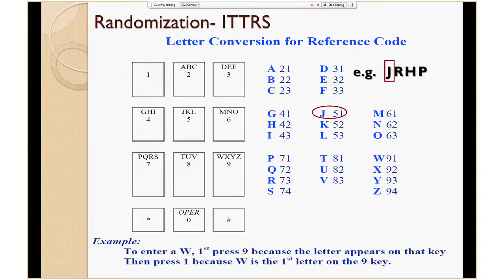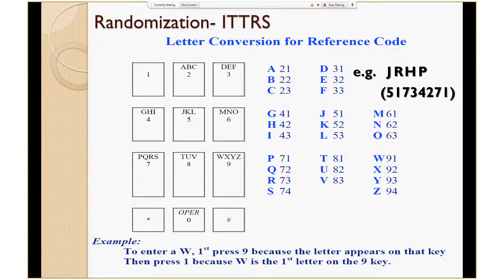So here is the example. As you can see here, a J would be the number 51, and that's because the J is on the number 5, and it's the first position on the number 5 button. So to enter this alpha code, you see here that it's actually 8 numbers to make up the alpha code JRHP. I suggest you keep this reference chart near you, near the phone, wherever you'll be calling from to make these randomization calls. It's really nice to have.